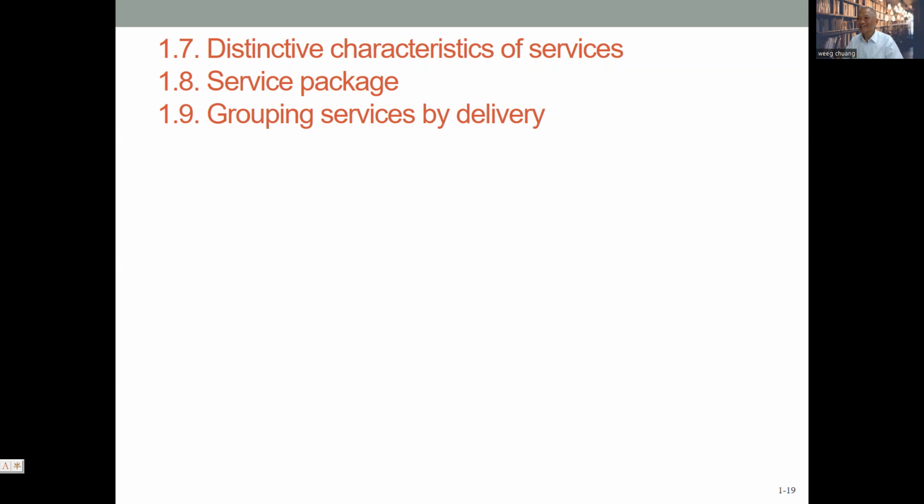Hello, everyone. In this section, we will discuss three primary topics. First one is distinctive characteristics of services. And second one is service package. And the third one is grouping services by delivery. Let's discuss them in turn.